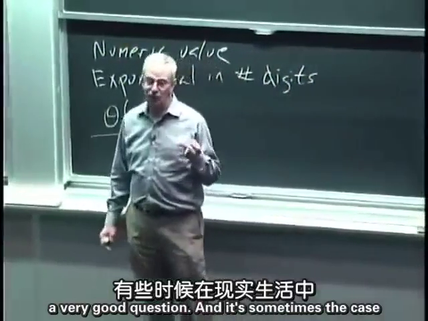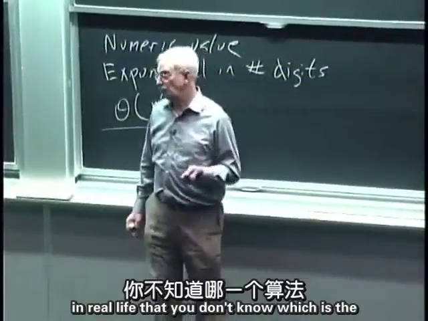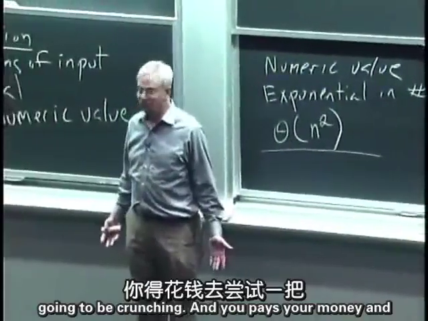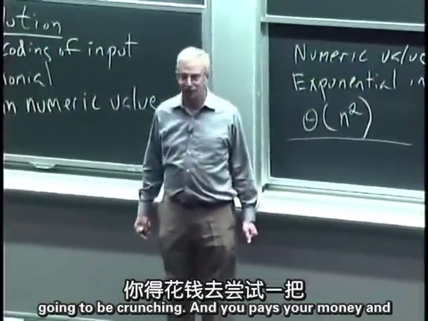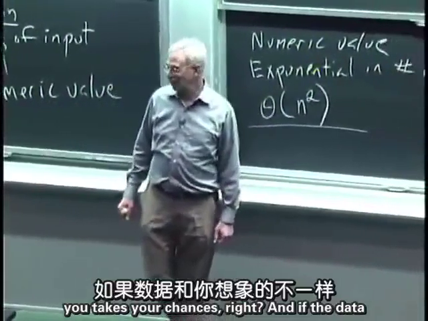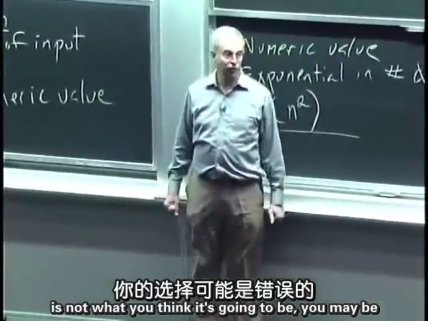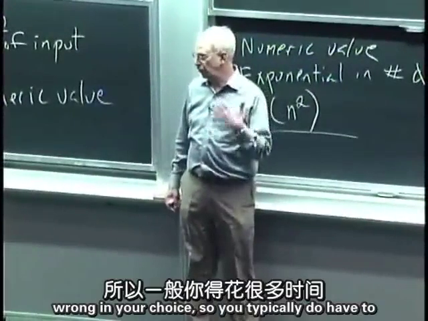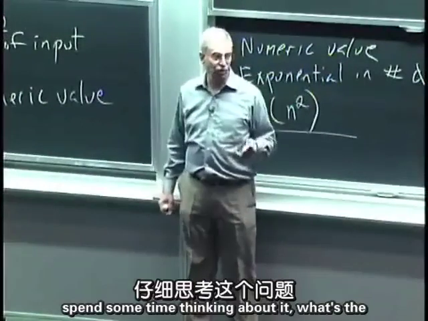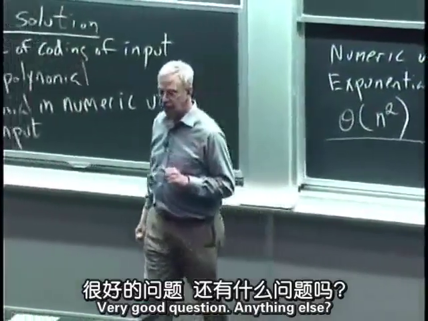And it's sometimes the case in real life that you don't know which is the better algorithm on the data you're actually going to be crunching. And you pays your money and you takes your chances, right? And if the data is not what you think it's going to be, you may be wrong in your choice. So you typically do have to spend some time thinking about it. What's the data going to actually look like? Very good question. Anything else?